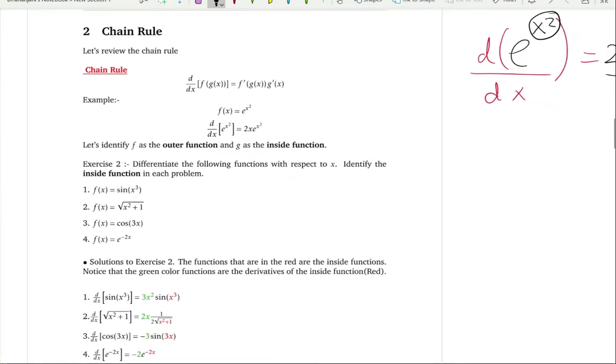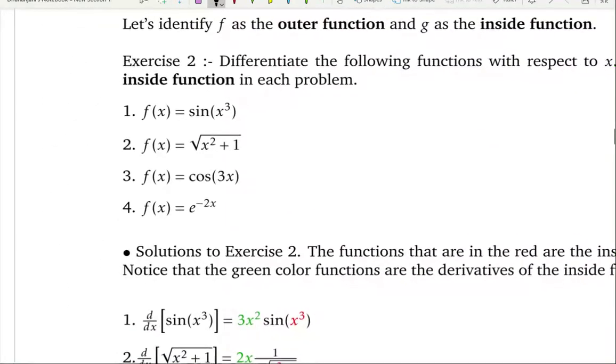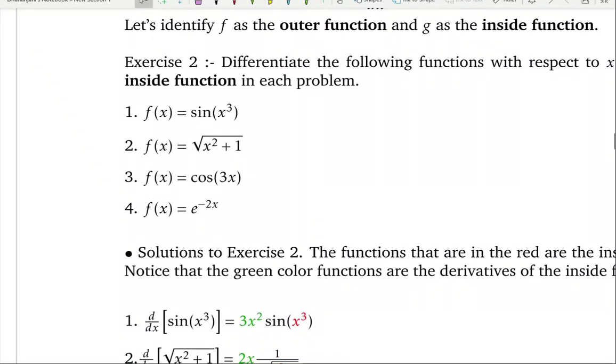So let's do some exercises. Be with me until the end of the video because it's going to be very interesting. There are a couple of things that are very important to us. Now let's differentiate sine of x cubed. First look at the outer function. The big function is sine, right? The derivative of sine is cosine. Now cosine of x cubed; we don't change that x cubed. Now let's touch x cubed. The inside part is x cubed. The derivative of x cubed is 3x squared. So let's write 3x squared.